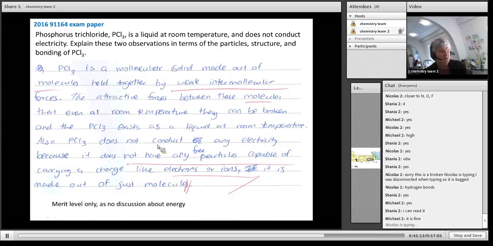Okay, now he's repeating this in the question. It doesn't conduct electricity, and he does explain it doesn't have any free particles, like electrons. Ideally, should have said like delocalized electrons, or at least he spells out ions. And he just got a merit. So do you see the difference about the level of detail you need to have in your answers?